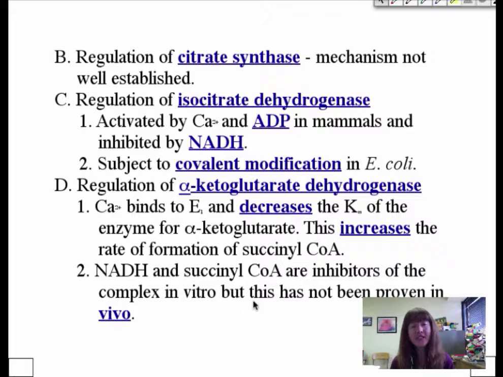Now, this is interesting because this has literally only been proven in vitro and not in vivo. In vitro literally means doing it on the bench top, right? Mad scientists doing it on the bench top. That paints a funny picture, but yeah, in vitro, on the bench top. In vivo means in the body, and so this hasn't really been shown in the body. So there are nuances here that maybe haven't been entirely worked out. But that says it for the regulation of isocitrate dehydrogenase and alpha-ketoglutarate dehydrogenase.